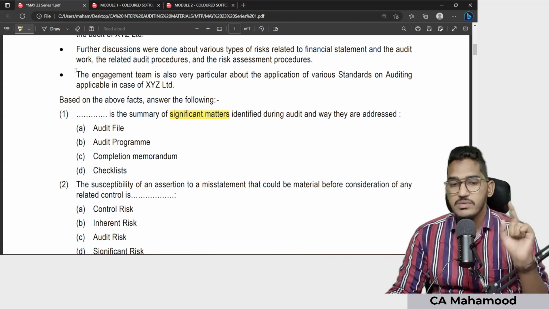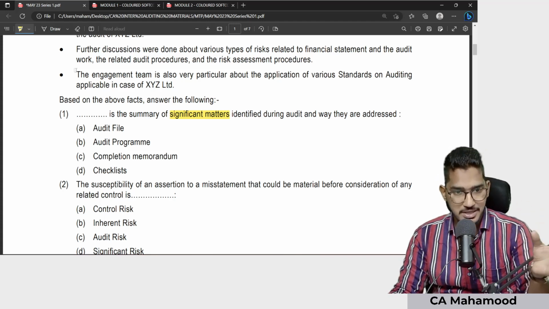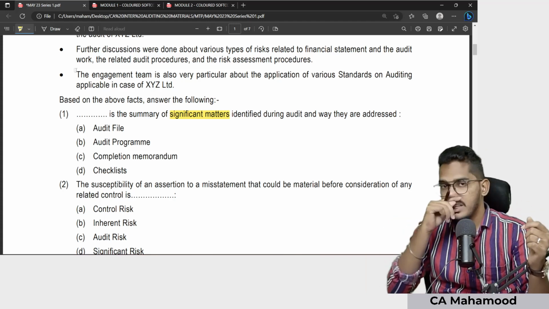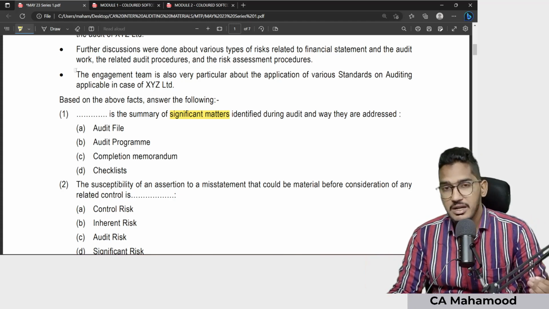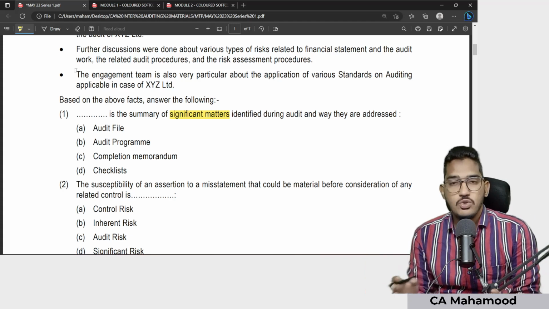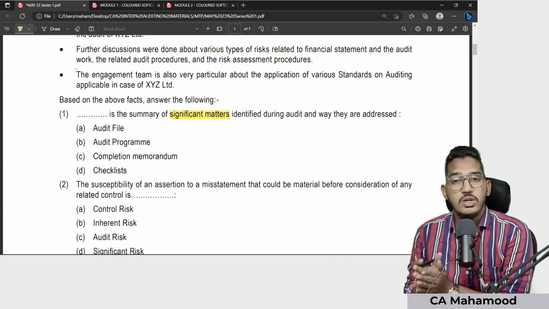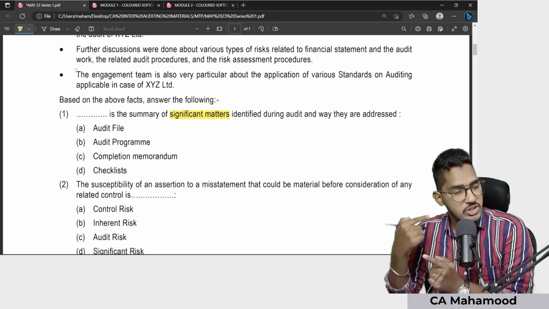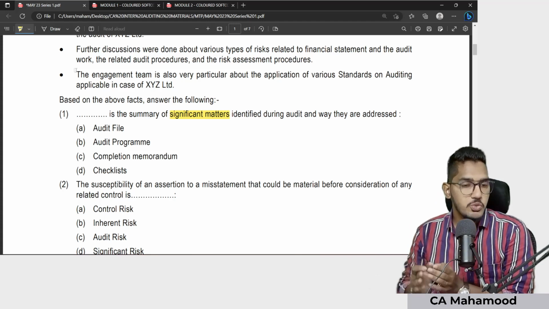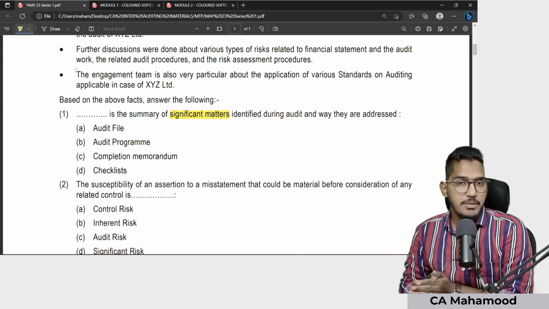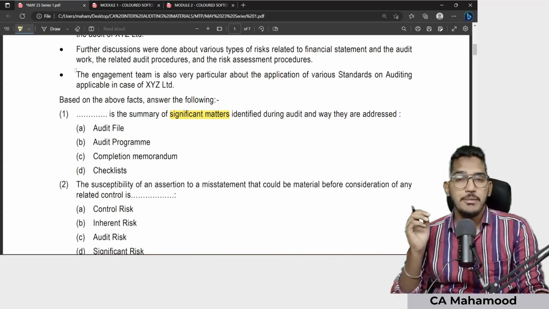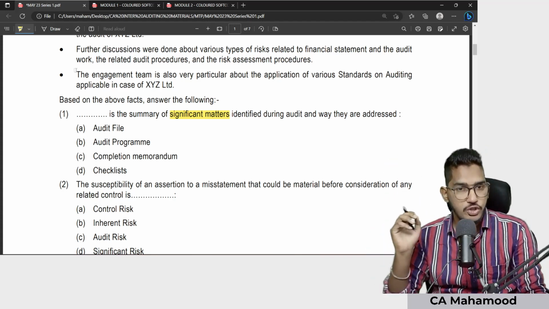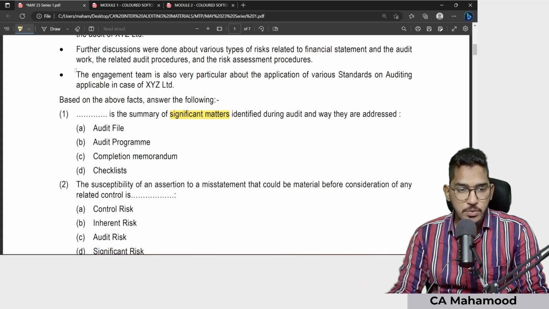You tell me, guys, as we have seen in the chapter audit documentation and evidence, what is a document which contains a summary of significant policies and the way they are addressed? So that document, we call it as audit documentation summary, or alternative name for that is completion memorandum. So what contains a summary of significant matters identified and how they are addressed? So that document, we call it as audit completion memorandum or audit documentation summary. So which option is that?